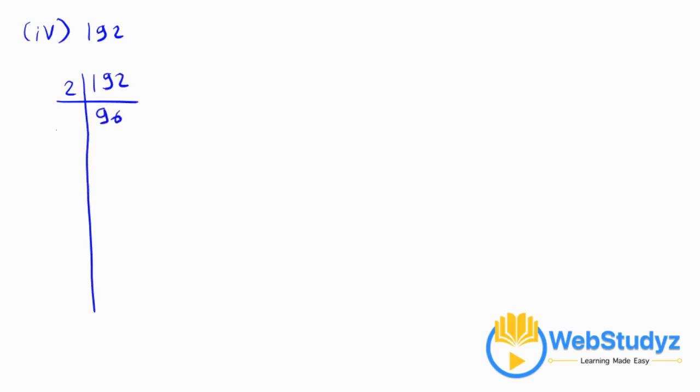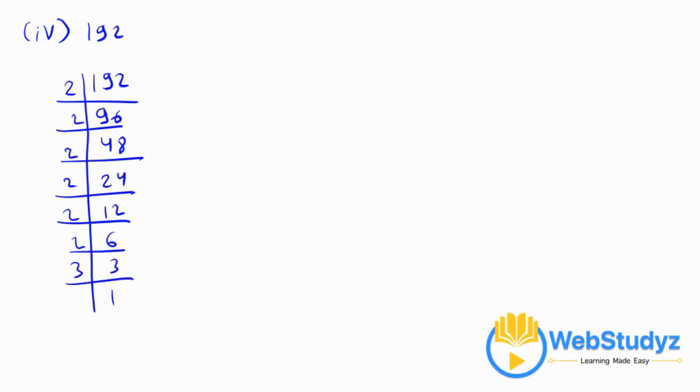So move on to the fourth one, which is number 192. Taking the LCM of 192, by dividing it by 2, we get 96. Again dividing by 2, we get 48. Again 24. Again 12. Again 6. Again dividing by 2, we get 3. Again dividing by 3, we get 1.